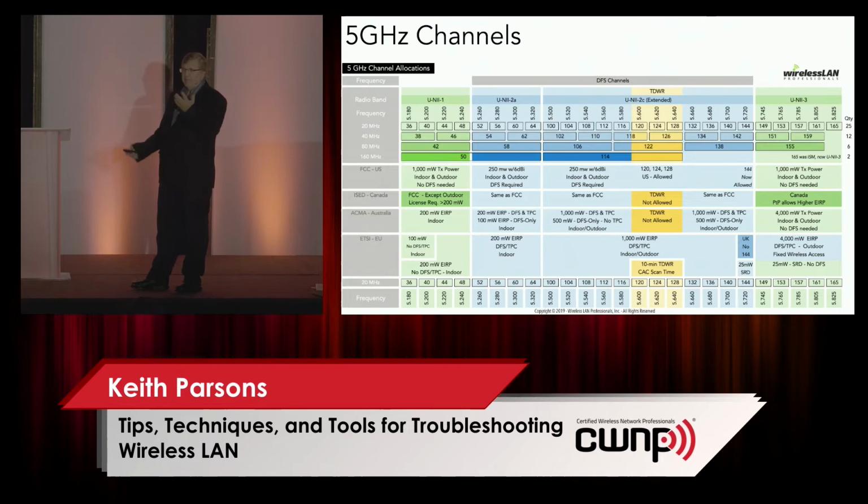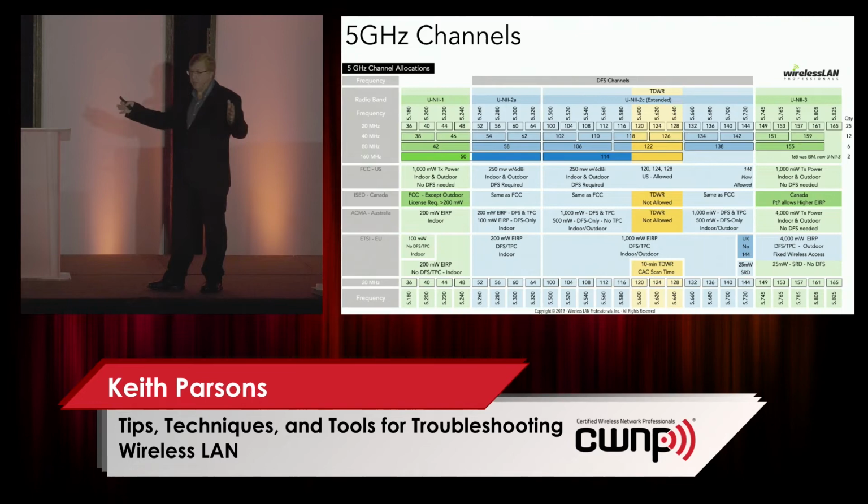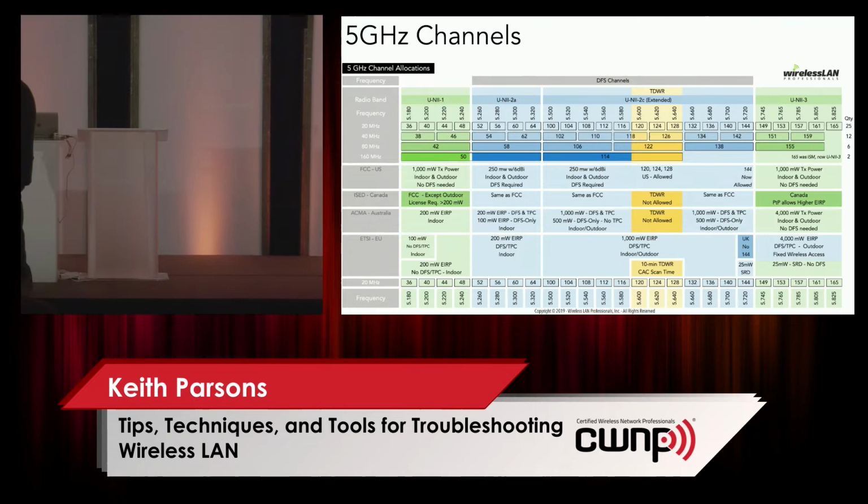Another one, I love charts with nice color things, and this one is, we got so many channels to choose from in 5 gig. Which one are you going to use? Are you going to use big ones or small ones? Now, I ask this question all the time. People ask me, and I answer the same answer. Should you use a 20, a 40, an 80, or a 160? What's the answer?